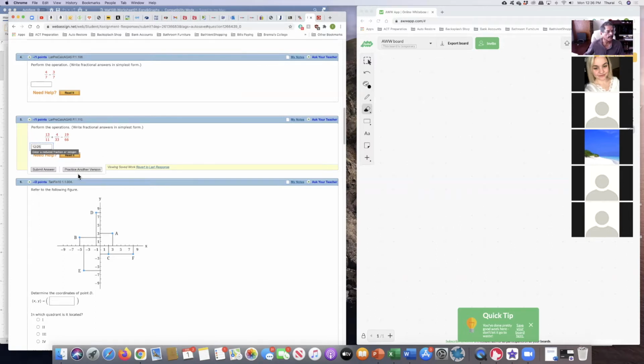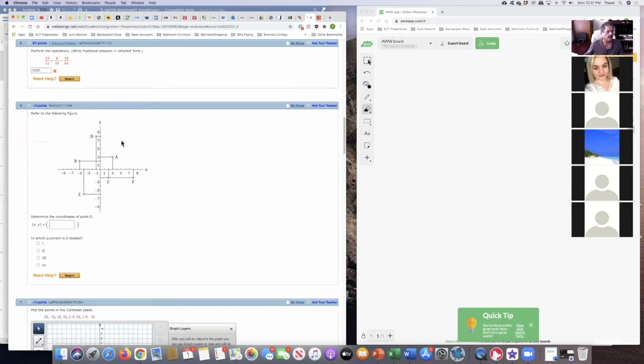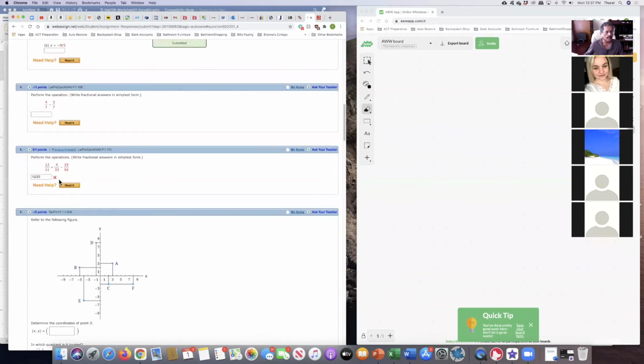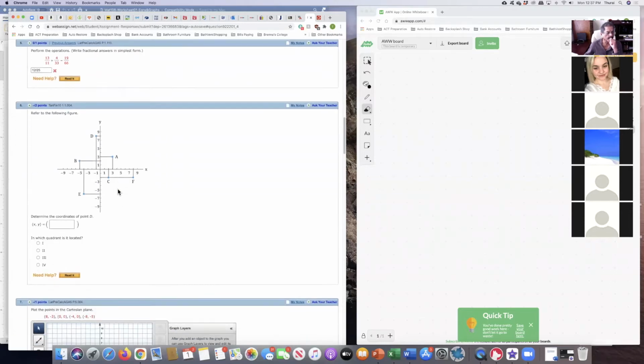And it tells you you're supposed to enter a reduced fraction as the answer. So all your fractions must be reduced. I'm submitting an answer just to show you how it works. And it says I got it wrong. And go on.